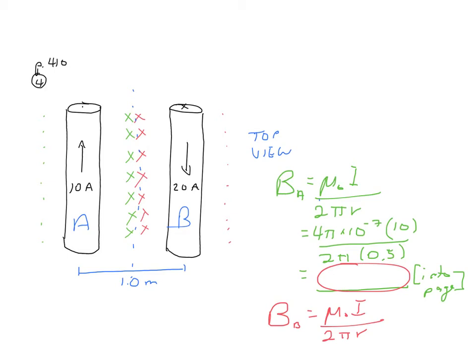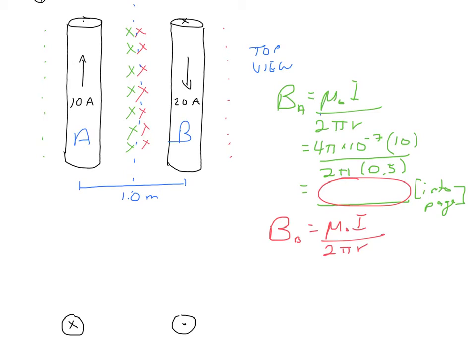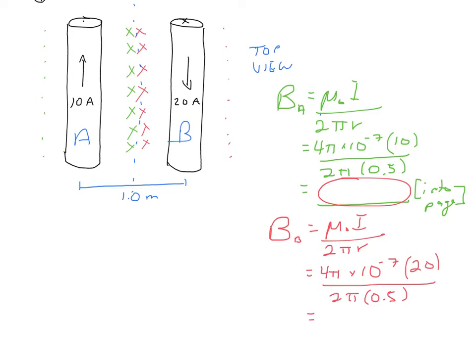Okay. Now, let me see if I can scroll up this way. Just ignore these diagrams down here. If you take a look at wire B, we also have the exact same thing. So we have 4 pi times 10 to the power of negative 7. Now, wire B's current is 20 amps, all of this divided by 2 pi, and again, 0.5. Now this will give you another answer, and if you take a look, the direction of this magnetic field is also going into the page.